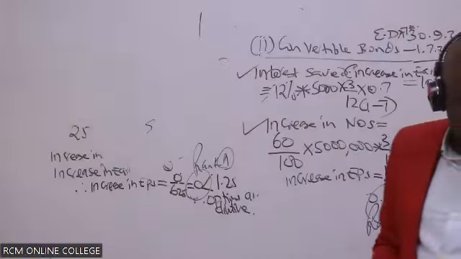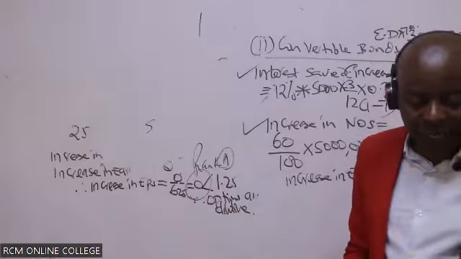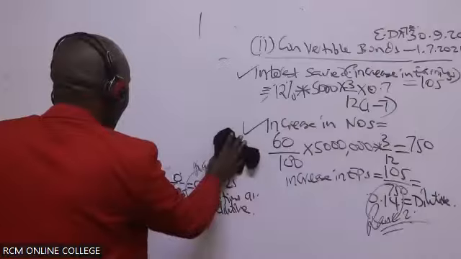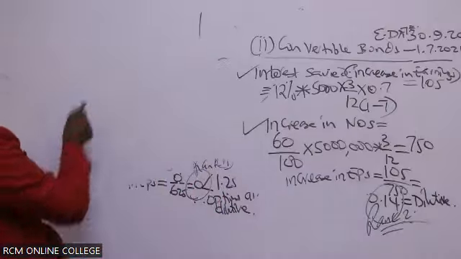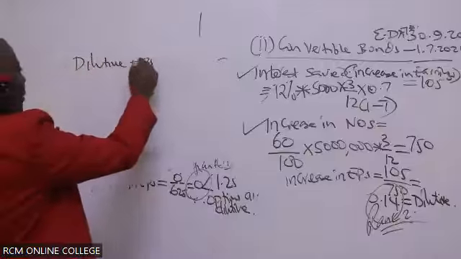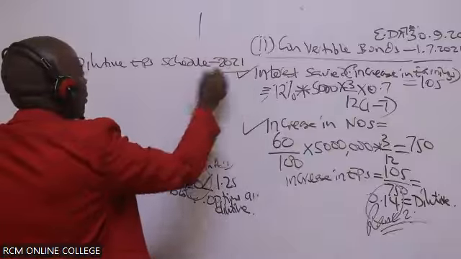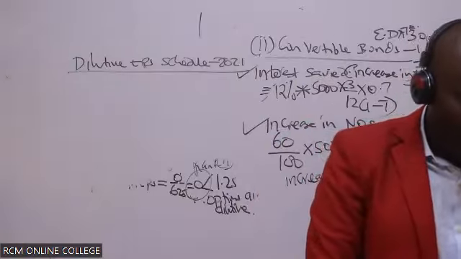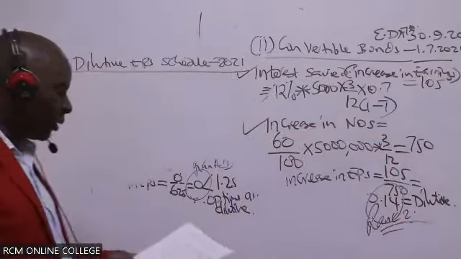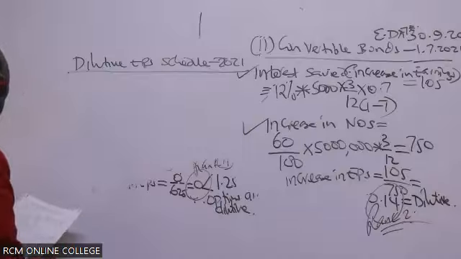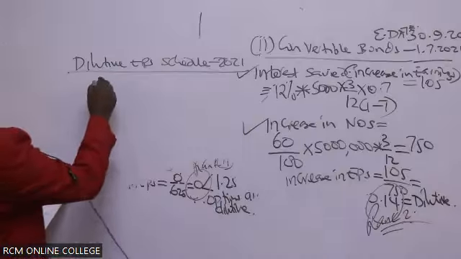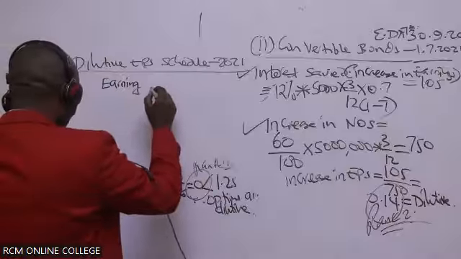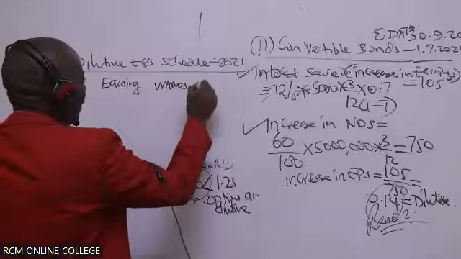So lastly, ladies and gentlemen, you need to come and give us the dilutive EPS schedule 2021. Very easy indeed. What we shall do here is to have a column where we capture our earnings, our one-offs, and the EPS.